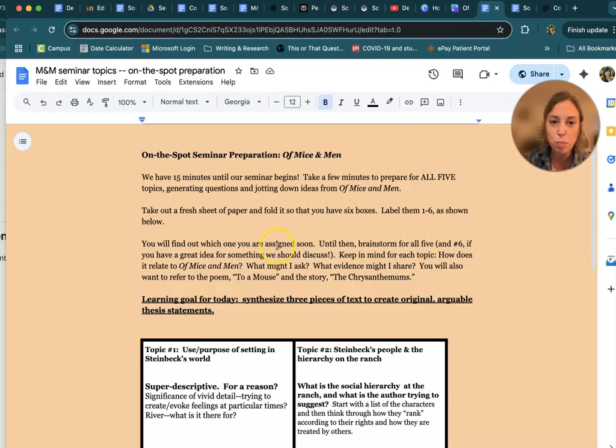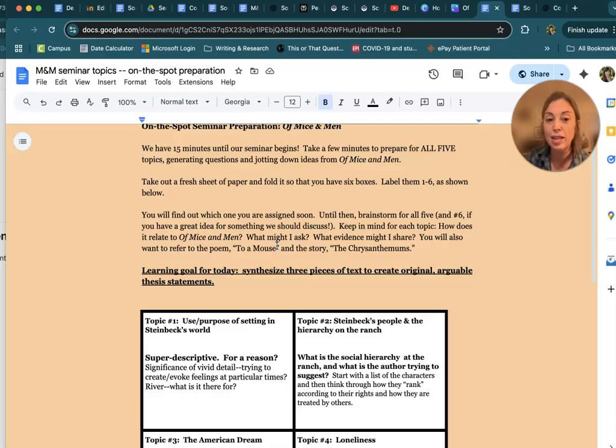So they took out a piece of paper. This was old school. I had them take out a sheet of paper and fold it into 6 segments. You could also just give your students a Google Doc like this one, and that totally works. But I told students, you will find out which one you are assigned soon. Until then, brainstorm for all 5 and number 6 if you want to. That's kind of like the extension.